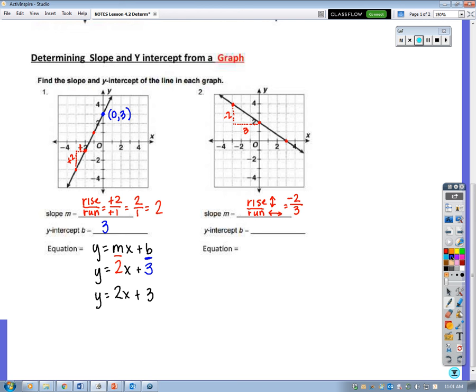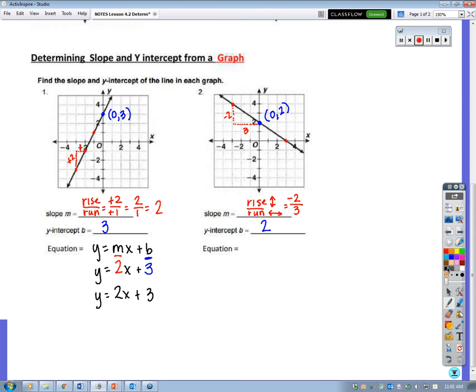And then we're going to go ahead and find our y-intercept, which is our b. So that's when x is 0, what is y? So we're traveling along that line and finding where it crosses the y-axis, which is this point right here. So when x is 0, y is 2. So our y-intercept is 2.